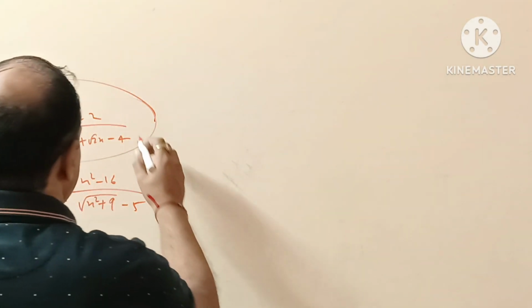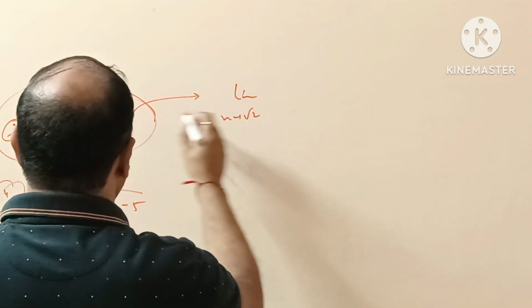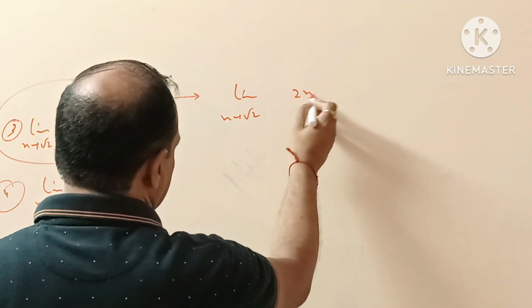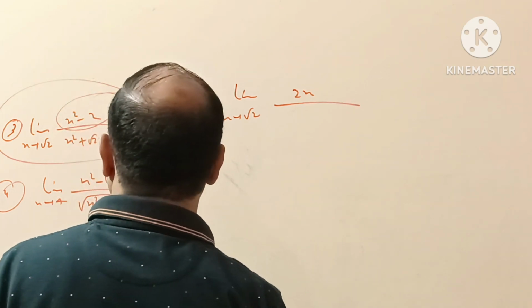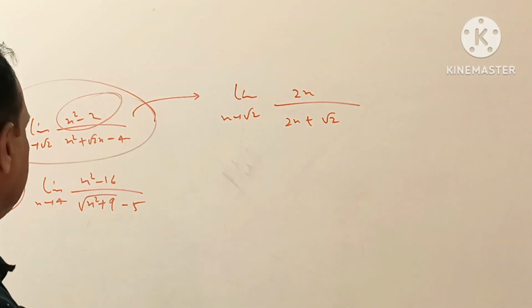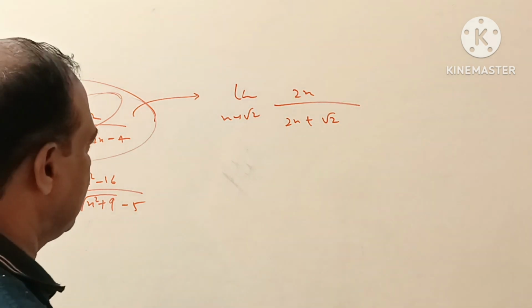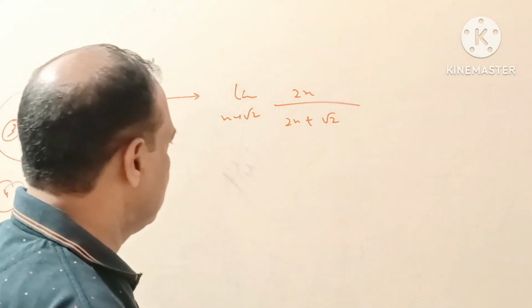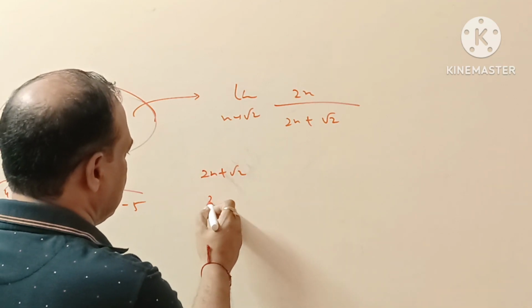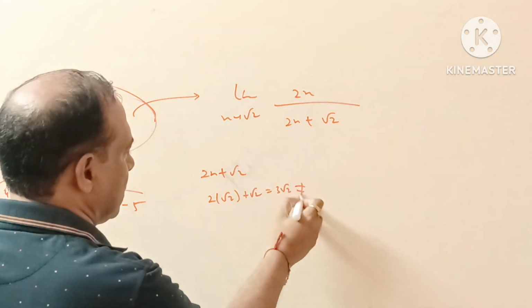Here, limit x tends to root 2, and if you differentiate x square minus 2, it will give you 2x minus 0, which is 2x, and in the denominator you have 2x plus root 2. Now, when I apply the limit root 2 in the denominator 2x plus root 2, it will give me 2 root 2 plus root 2, which is 3 root 2, which is not equal to 0.